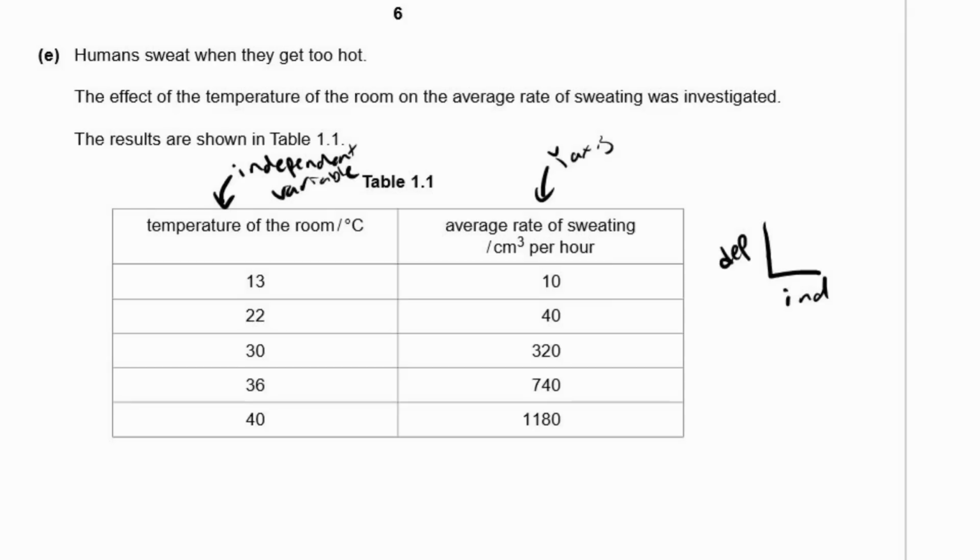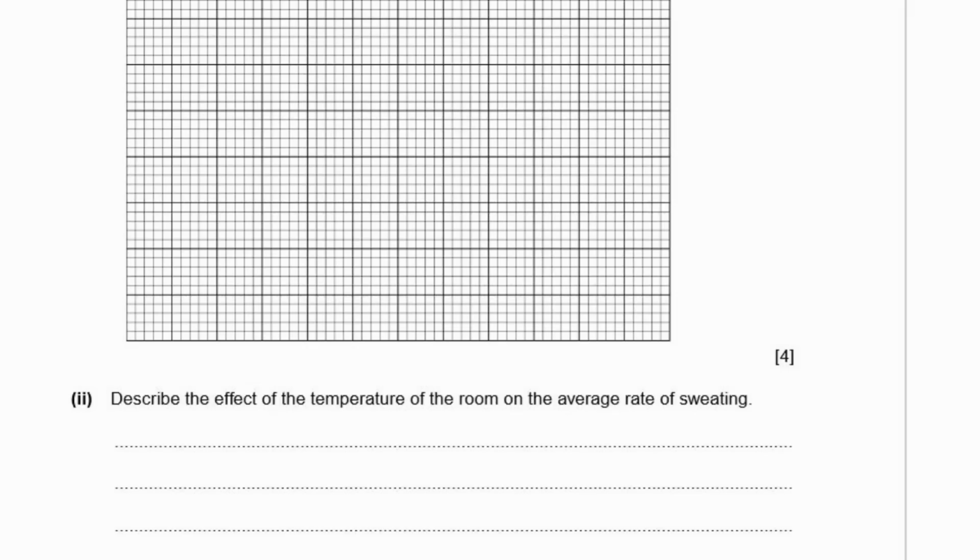Now, for temperature, you need to go from probably 0, you need to go between 13 and 40. Okay, so probably 0 to 40. And for the rate of sweating, you probably need to go from 0 to, let's say, 1200. That's a reasonable number. So let's look at our axes. Okay, first of all, we're going to label the axes. So temperature of the room in degrees Celsius on the x-axis, and the average rate of sweating in centimeters cubed per hour on the y-axis. Sadly, the whole graph doesn't fit on the screen, but we'll work with what we have.